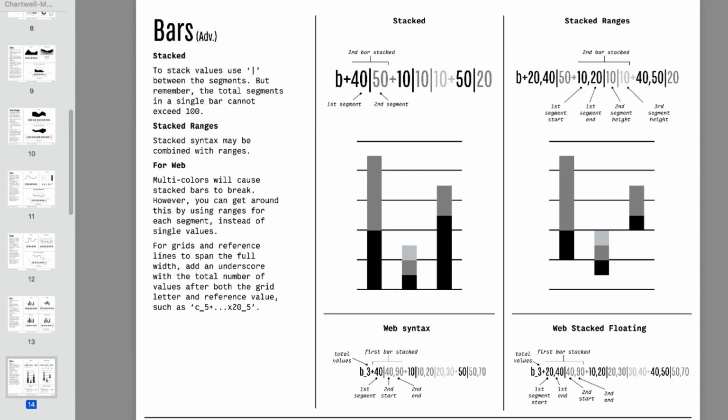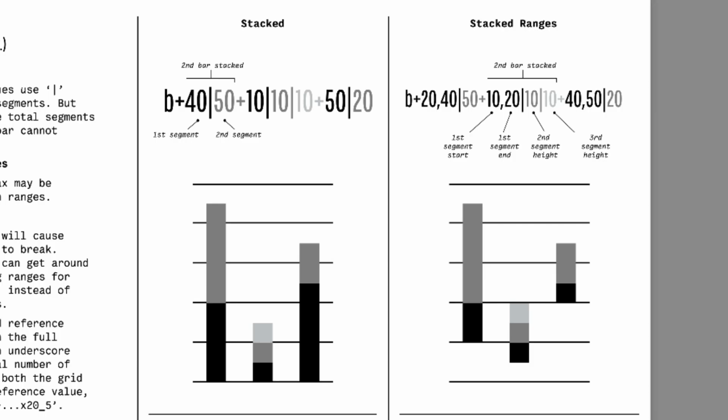New in the latest version of Chartwell is the stacked bars feature seen here. To stack a bar on top of another, we're going to use the pipe or the vertical bar instead of the plus. So now instead of the 50 coming in the second column, it's going to start directly on top of that previous value of 40.